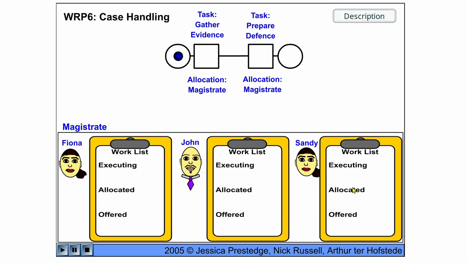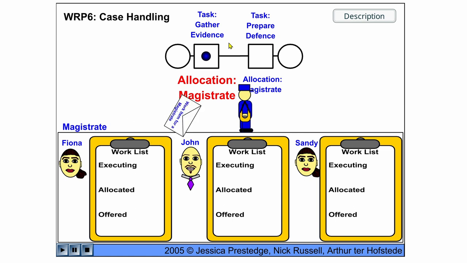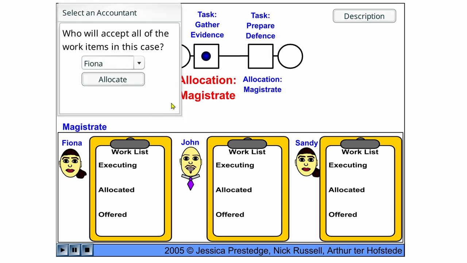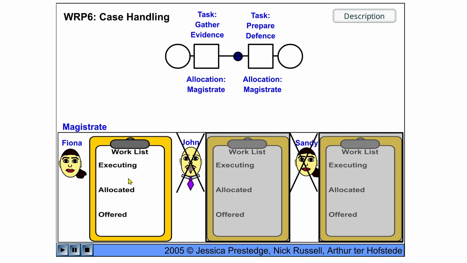So here we have three magistrates, Fiona, John, and Sandy, and we start the animation. And the first task is called gather evidence. And the work item for gather evidence is now offered to all three of them. So let's say Fiona accepts it. So it's allocated to Fiona. She gathers the evidence and she completes the first work item.